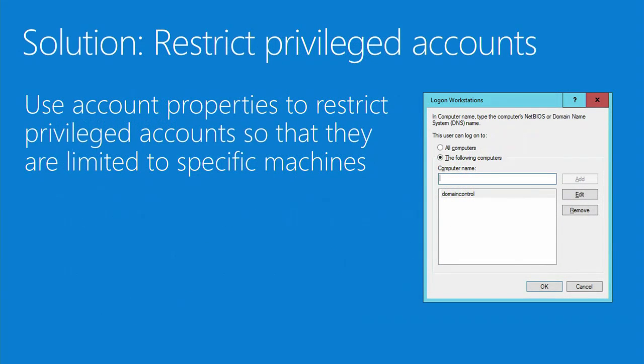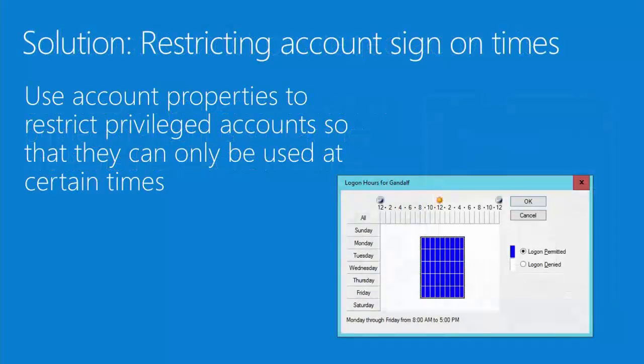You can restrict privileged accounts simply in Active Directory on the user account properties, and you can say this account can only log on to these workstations. That's a really easy way to stop someone using a domain admin account on their local workstation: have a list of servers where that account's allowed to log on, and only allow that account to log on to those servers. You can also restrict when a privileged account can be used.